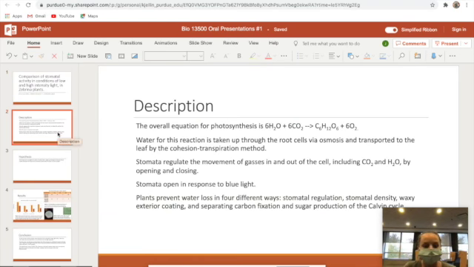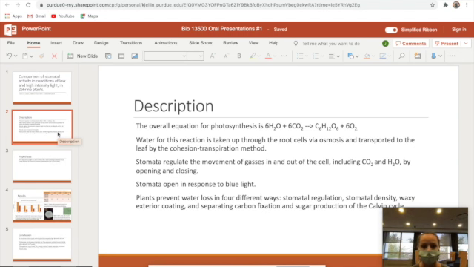Okay, a little bit of background information on this topic. The overall equation for photosynthesis is the reaction between water and atmospheric carbon to form an organic carbon structure, sugar, and oxygen. So the first reactant of this equation is water.